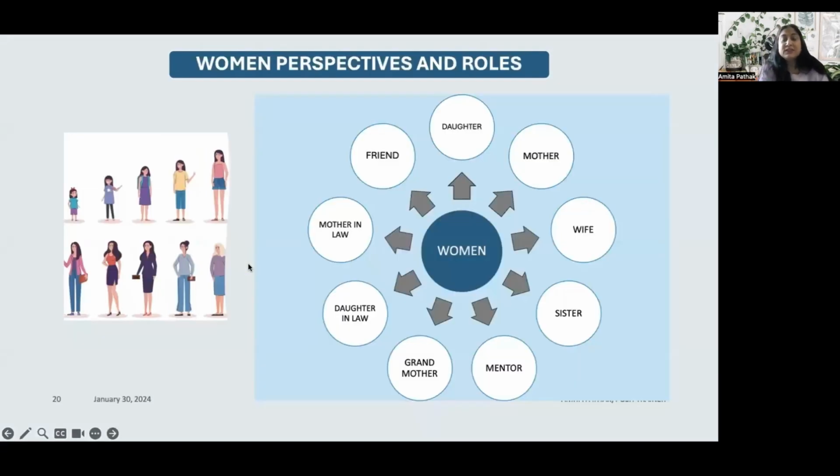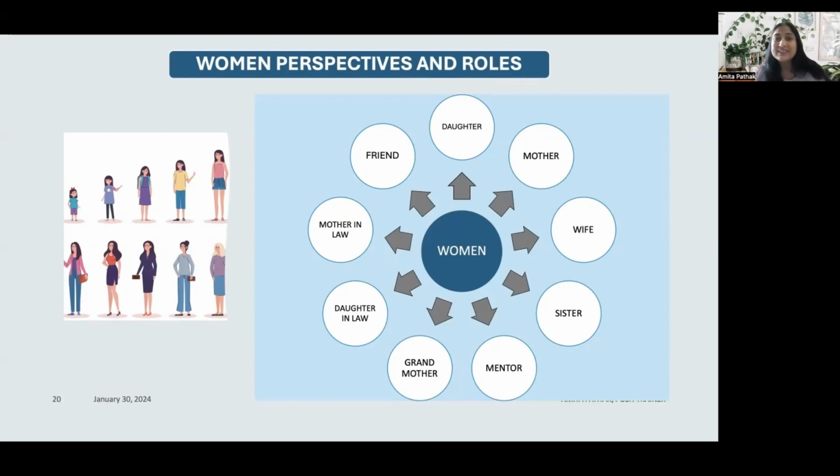Women's perspective and the roles. What are the various roles that women go through? Being a woman, it's a matter of pride that you are a woman. We as women play different roles in different aspects of life: a daughter, a mother, a wife, a sister, a mentor, a grandmother, a daughter-in-law, a mother-in-law, a friend.